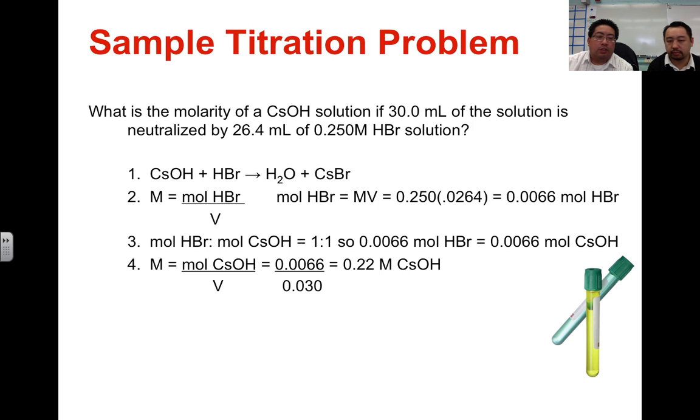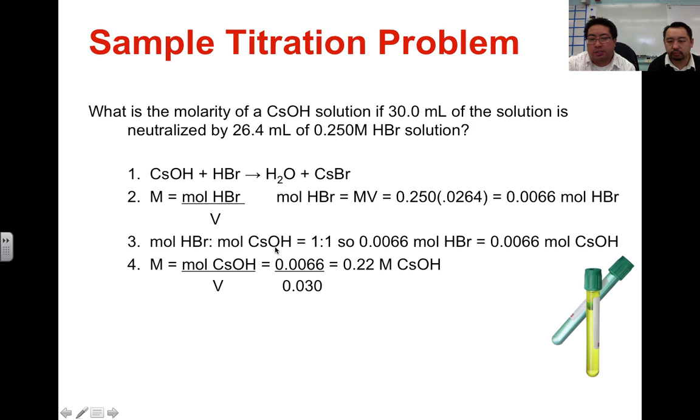So we can calculate moles of hydrobromic acid by multiplying the molarity of the solution by the volume added for neutralization. So it's 0.250 times 0.0264. Remember, this has to be converted into liters by dividing by 1,000. And then we get this, this is how many moles of HBr is present.